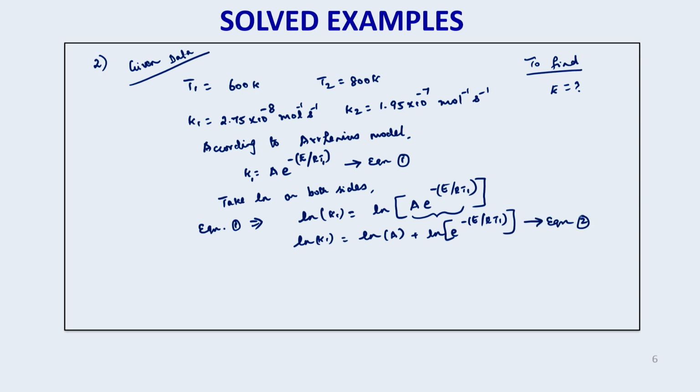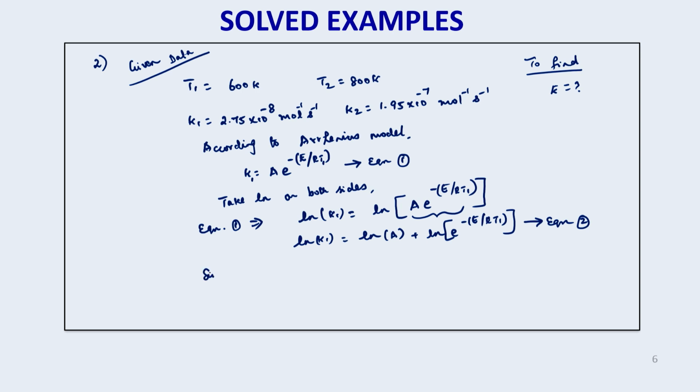Equation number 2. Similarly, we can write the equation for the second condition, when the temperature is increased from 600 to 800, K1 from 2.75 into 10 power minus 8 per mole per second to 1.95 into 10 power minus 7 per mole per second.